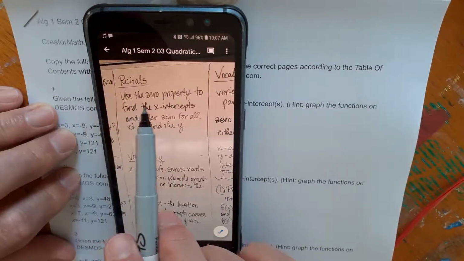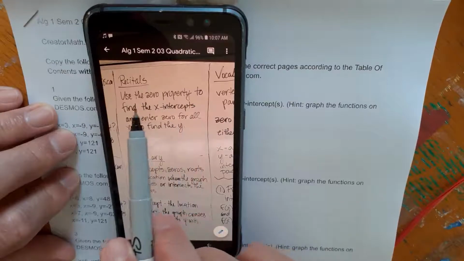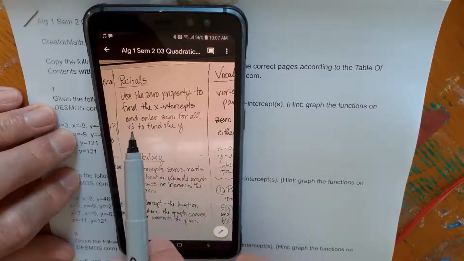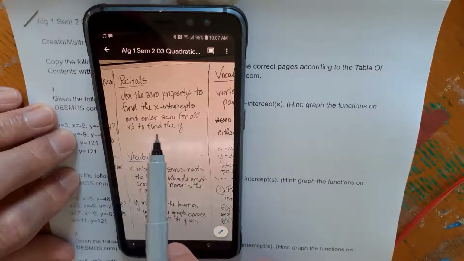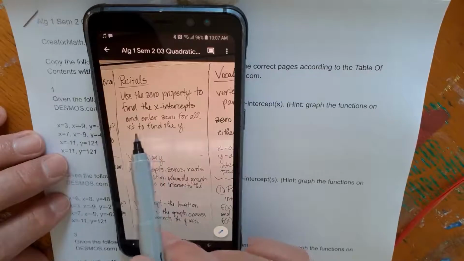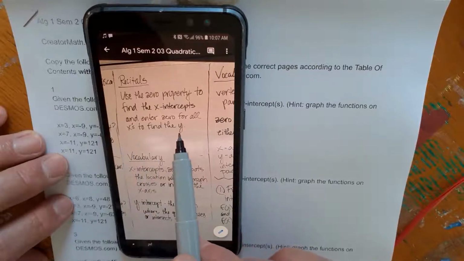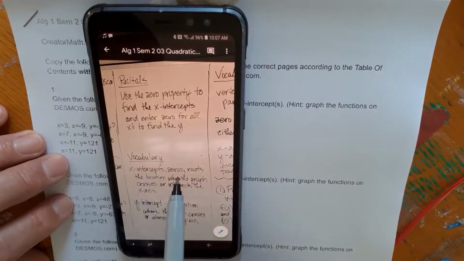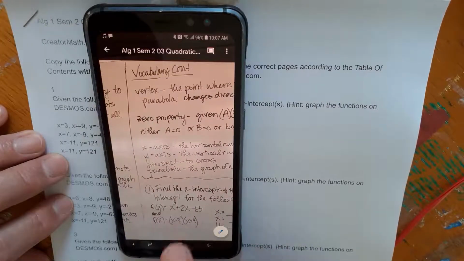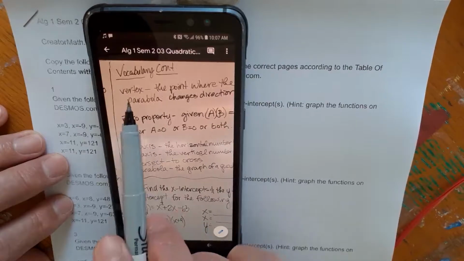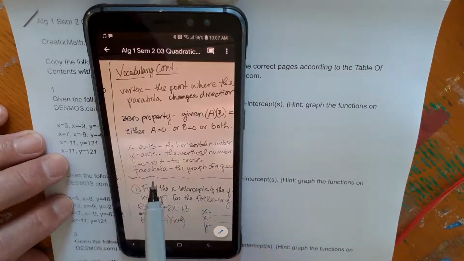It talks about using the zero product property rule to find the x-intercepts and entering zero for all x's to find the y. X-intercepts are called zeros, roots, the location where the graph crosses or intersects the x-axis. Y-intercept, the location where the graph crosses or intersects the y-axis. Definitions, zero product property rule, what the vertex of the parabola is, and some examples.